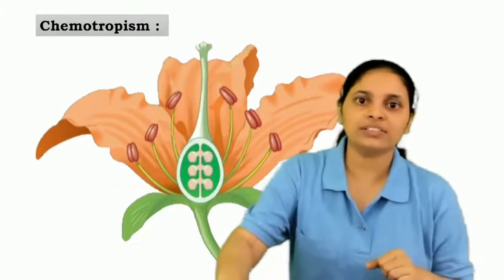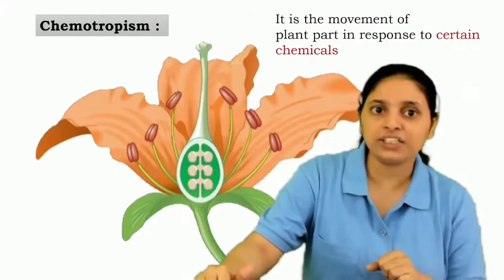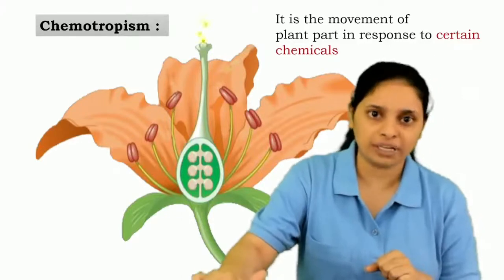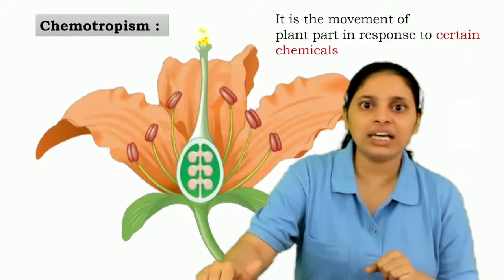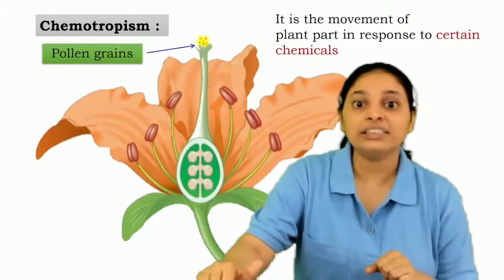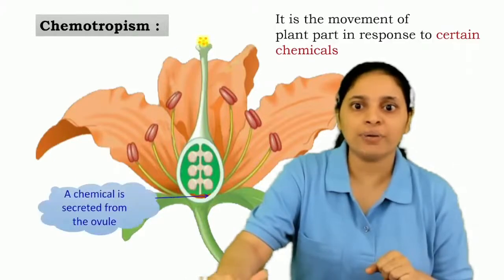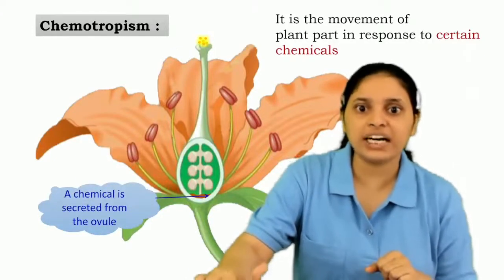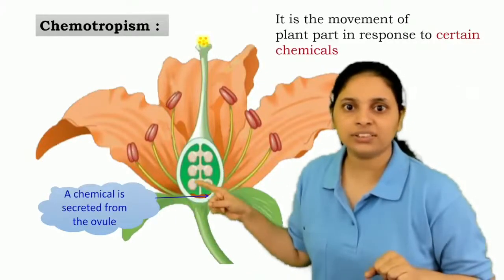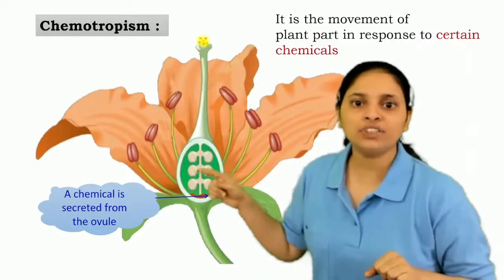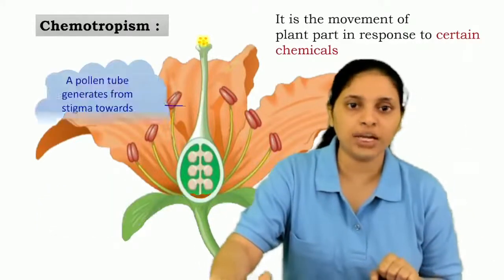Okay. So let's try to understand. It is the movement of a plant part in response to certain chemicals. For example, as you can see in the diagram, pollen grains are received by the stigma. Next, observe carefully. Chemicals are secreted from the ovules. These tiny circles are the ovules which are present in the ovary. So here, chemicals are released.